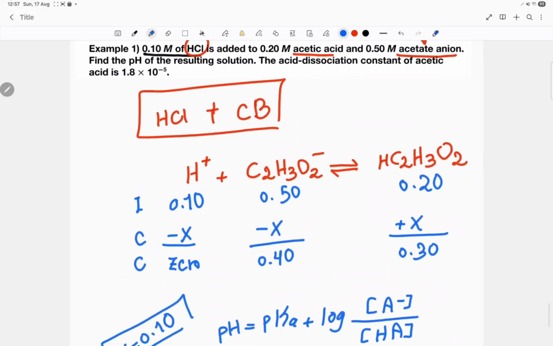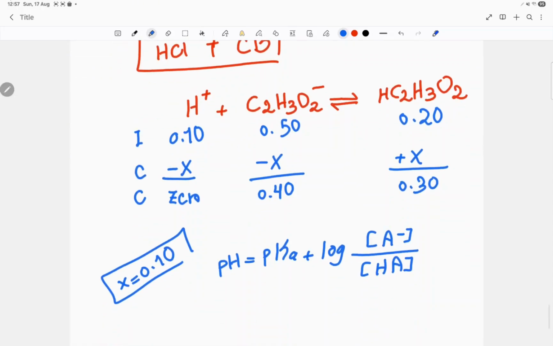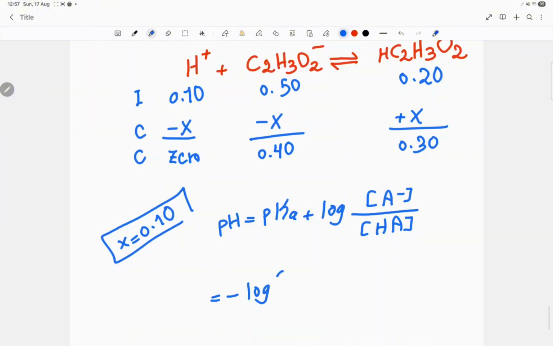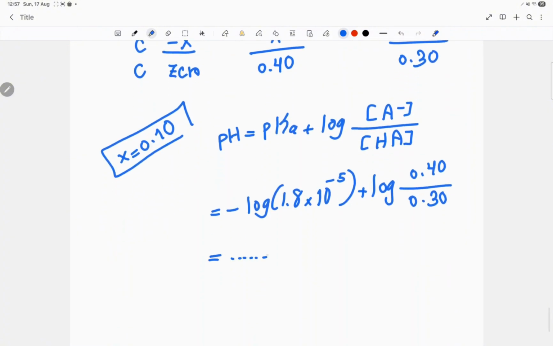Why can you use these concentrations for this equation? Because these concentrations are before the acid was added. But now the acid being added will change these concentrations. So this is after the acid. That's after the acid is added, exactly. Now we're given Ka. It's called acid dissociation constant. It's given to us as this number. So we're going to say negative log of Ka plus log of conjugate base over the weak acid. And you will get the answer.